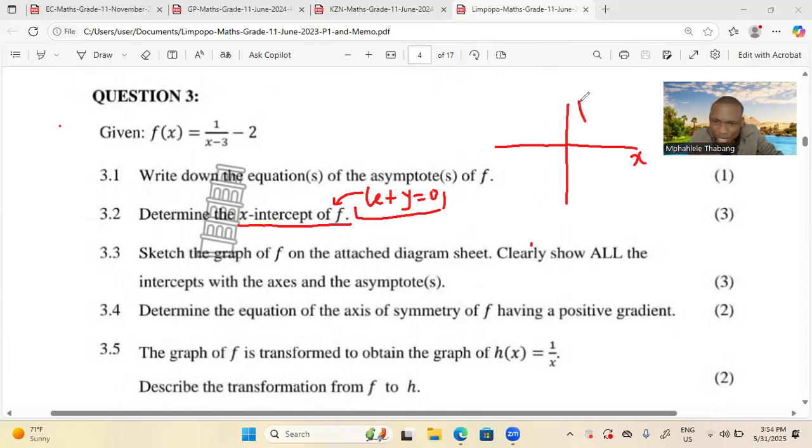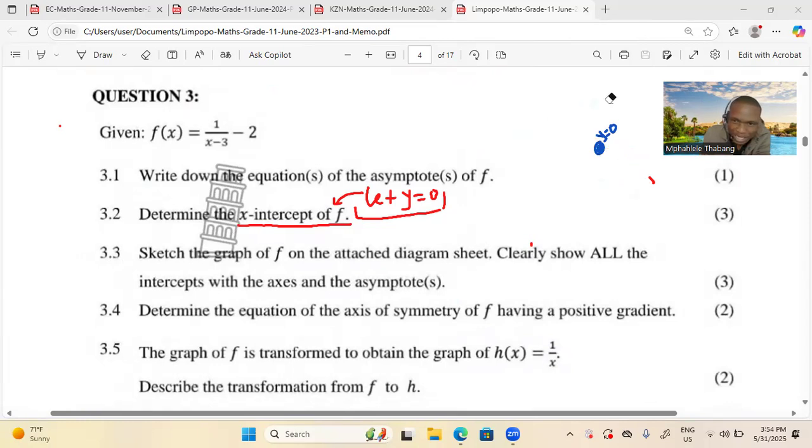Let me do something like this. This point here is the x-intercept, where the graph cuts the x-axis. So we know that exactly at the x-intercept, at the x-cut of the graph, y is equal to 0. That is why when we are looking for the x-intercept, we let y be 0. Because when the graph cuts the x-axis, the y value at that point is 0. So let's go back to 3.2.